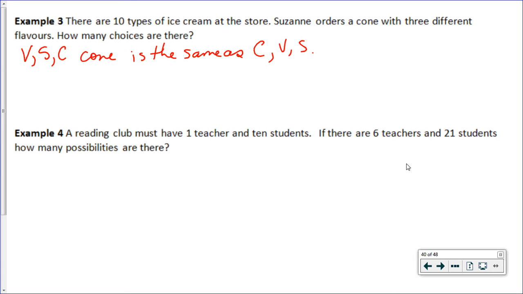So all I do is put these into my formula. 10 choose 3, or remember, I can see that written this way, and it means the same thing. And if I put that into my calculator, I end up getting 120.